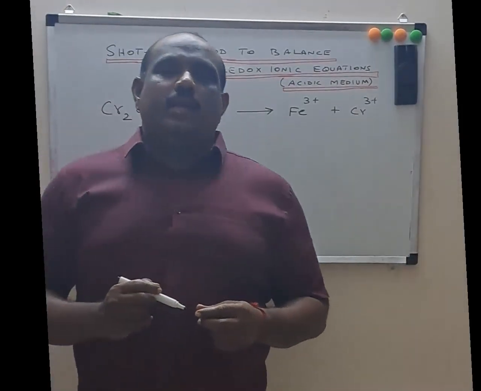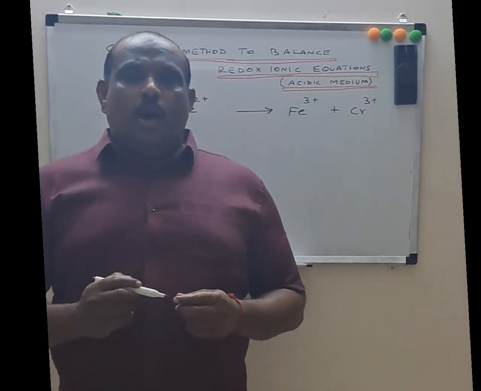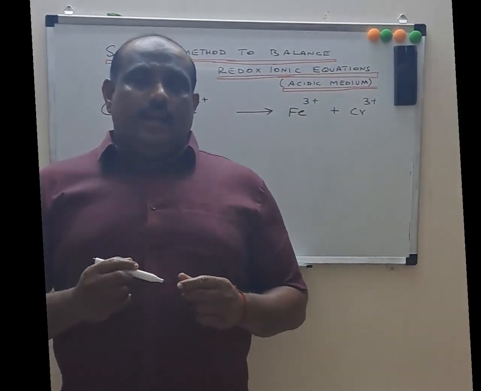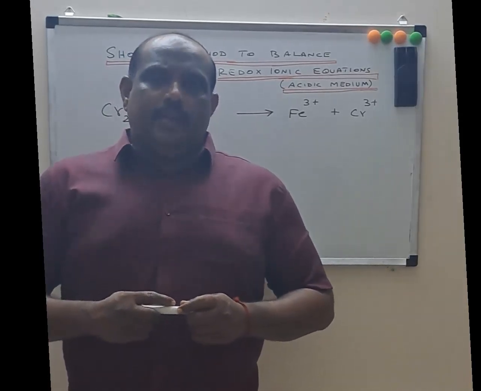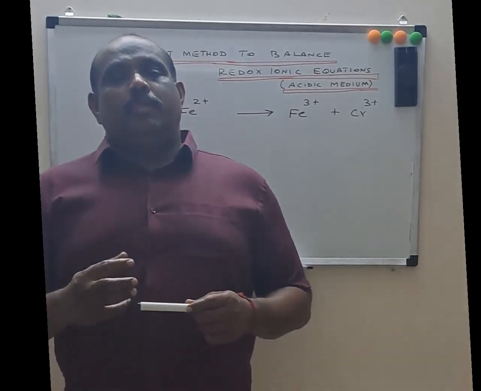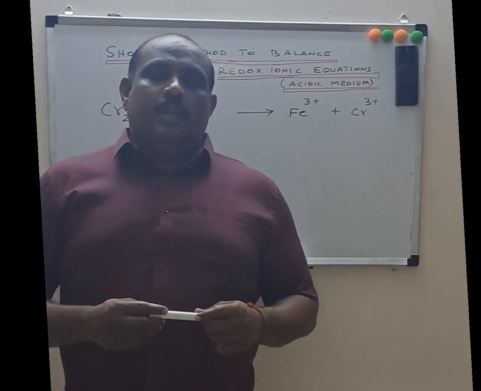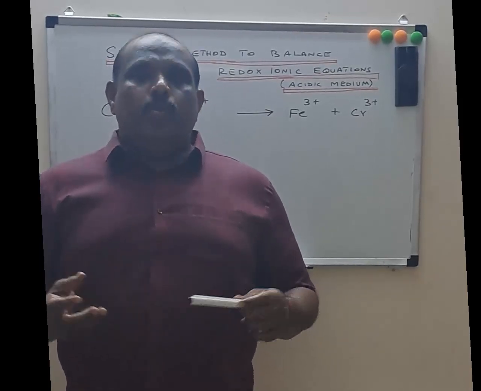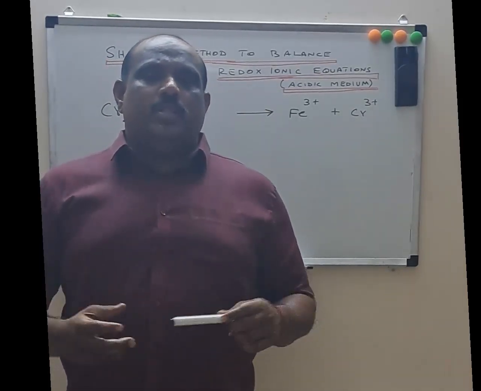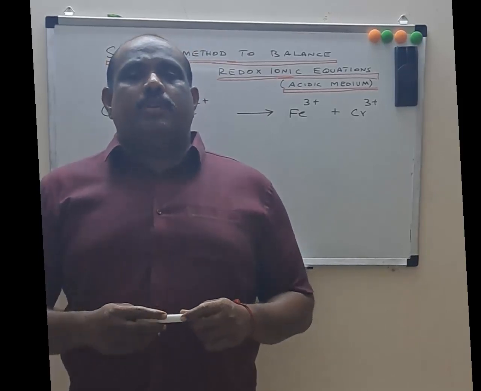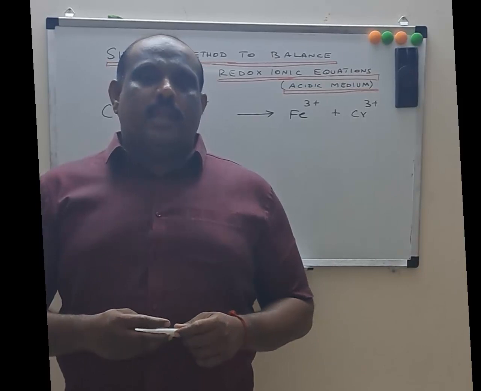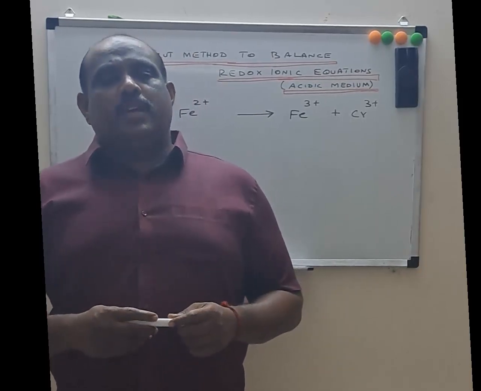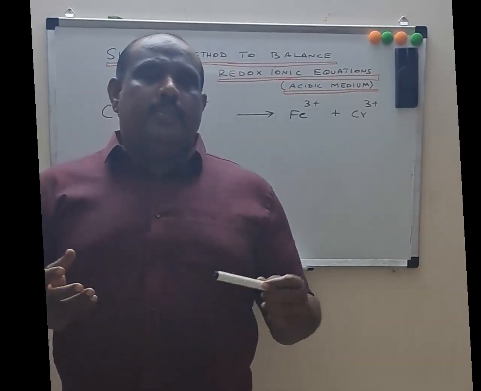Dear students, in the last session we discussed how to balance the redox ionic equation in both acidic medium and base medium by the elaborate method, that is by making two half reactions, one is the oxidation half reaction and another is the reduction half reaction. Then we tried to balance charges, then we added water molecules, added H plus ions as well as added electrons, then we balanced it.